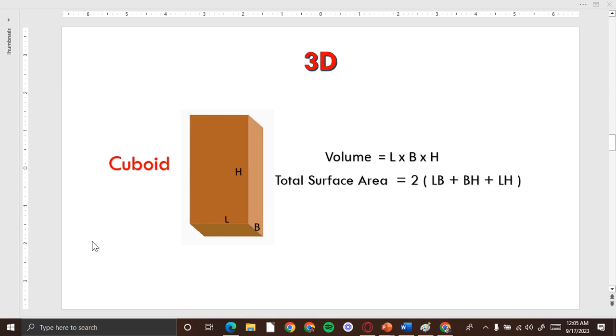Cuboid. A cuboid is a three-dimensional geometrical shape. The sides are breadth B, length L and height H. Therefore, volume we can calculate by length into breadth into height, that is L B H, and total surface area will be 2 times (L into B plus B into H plus L into H).